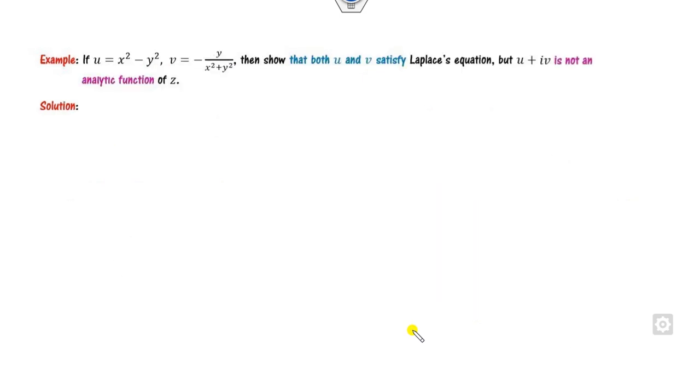Okay, look at another one. If u and v are given to be here, show that u and v satisfy the Laplace equation. Laplace equation means this is satisfied, or you can say they are harmonic. But u plus iota v is not an analytic function.